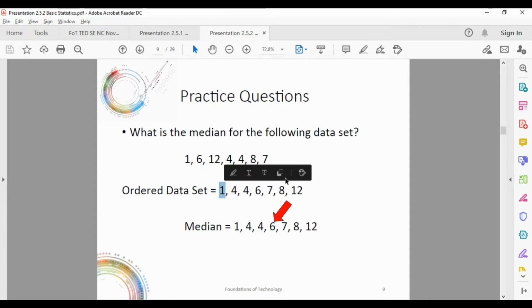You may want to do something like scratch through the 1 and the 12, and then the 4 and the 8, the 4 and the 7, and then that's going to leave you with the median 6. There are mathematical approaches to this, such as, okay, so there's 1, 2, 3, 4, 5, 6, 7. So if I take 7 and I cut it in half, that's 3 and a half.